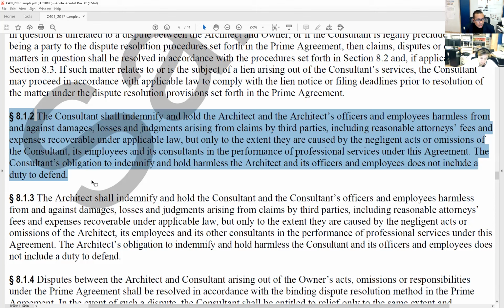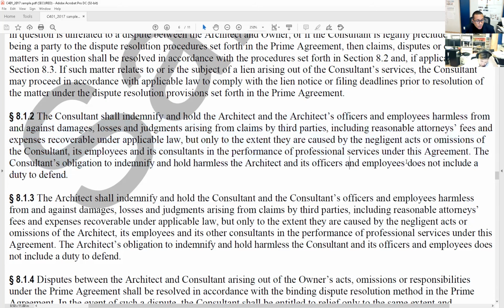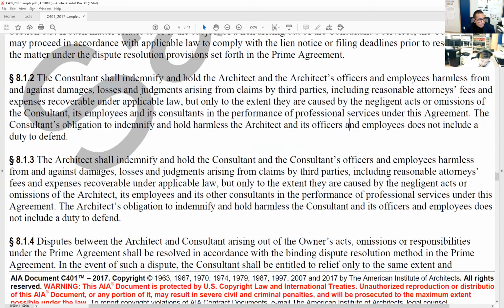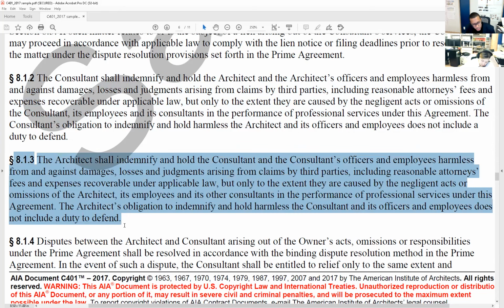Okay? They identify and hold harmless, but they don't necessarily defend them. It really means they're not representing them, they're not paying for their attorney's fees, basically, but they don't say attorney's fees. So the word defend means legal defense, like attorneys. All right. So they're not providing an attorney for the architect.